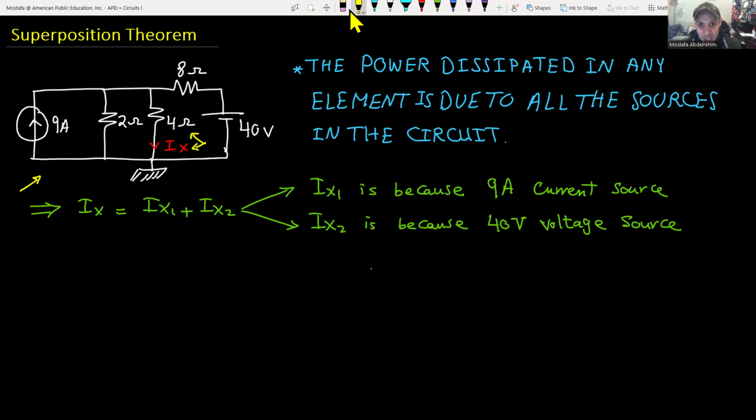I'm gonna solve this circuit in two ways: first using superposition, which is the main purpose of this video, and then with another solution, like the current divider, and we should find that the two solutions match each other. They must match each other. So let's start by doing that. I'm gonna solve it first using the superposition.